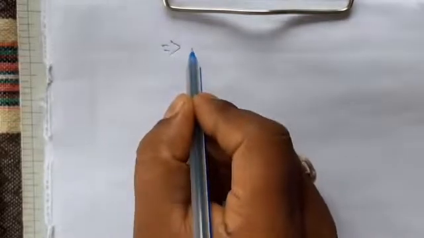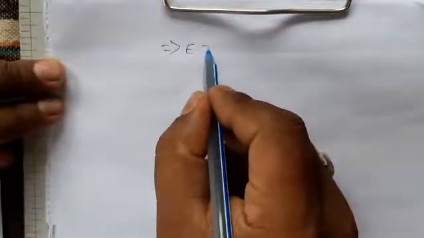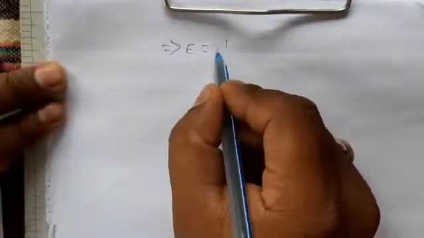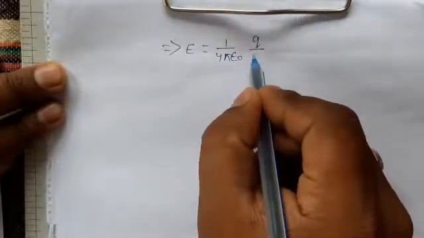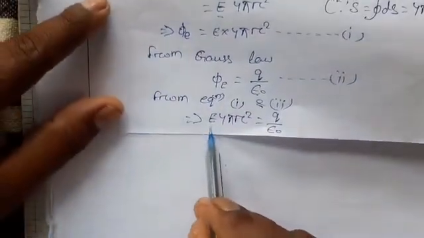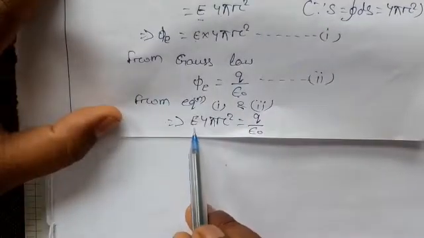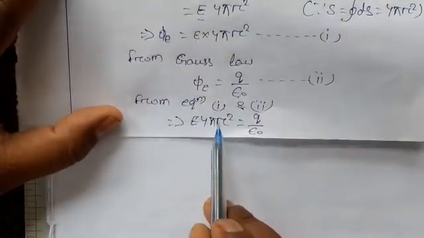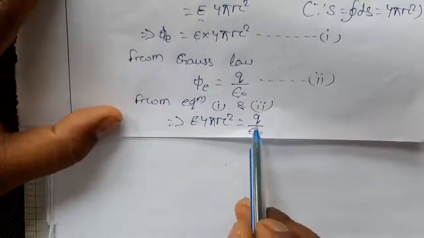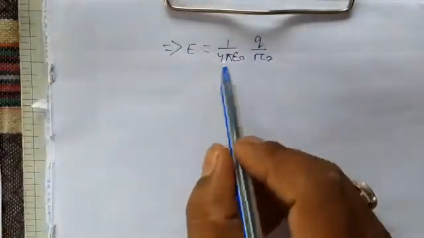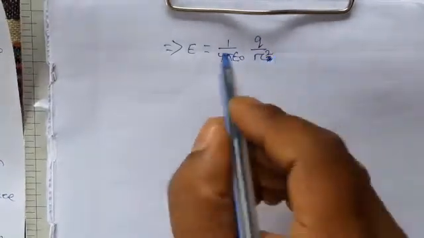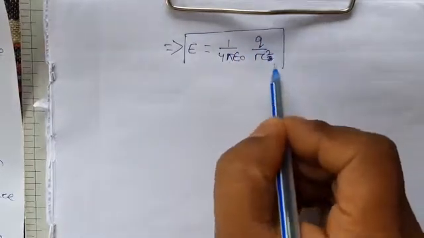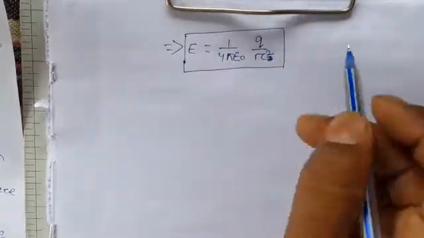That implies I can write the electric field E equal to 1 by 4 pi epsilon naught Q by r². See, you can see this electric field, E equal to Q by 4 pi epsilon naught r². On the right side it will get divided. So I can write E equal to 1 by 4 pi epsilon naught Q by r². So this is the electric field produced due to charge plus Q.